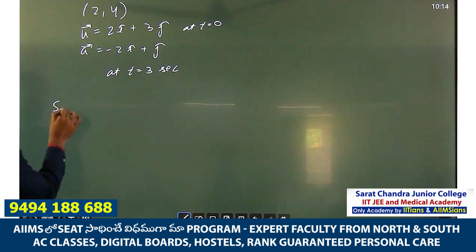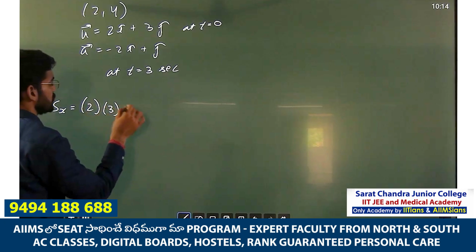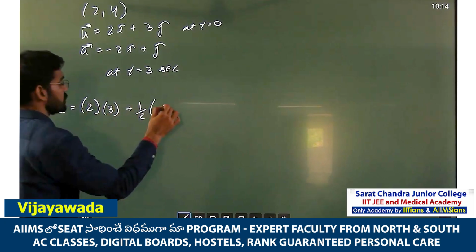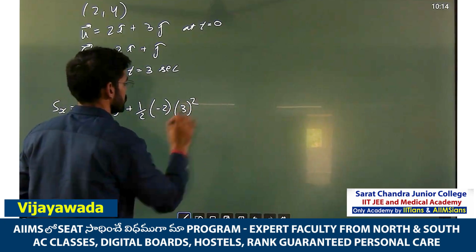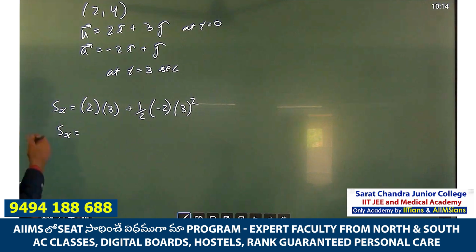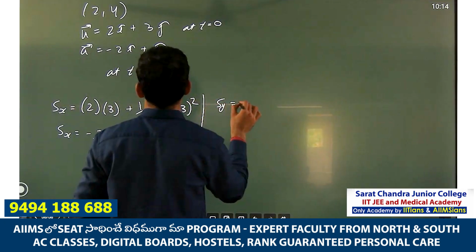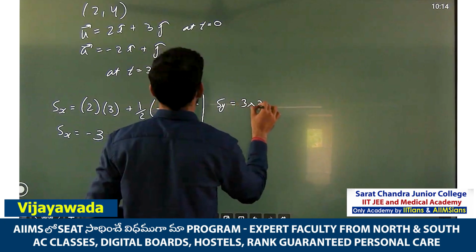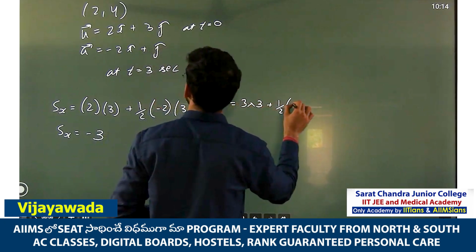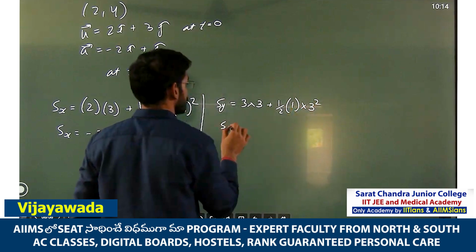So Sx, if we solve, then what is ut? Ut is 2 into 3, plus half into acceleration minus 2 into 3 square. Correct? How much did this come? 6 minus 9, which is minus 3. Similarly here, Sy, ut, that is 3 into 3 plus half into acceleration 1 into 3 square. How much is this?